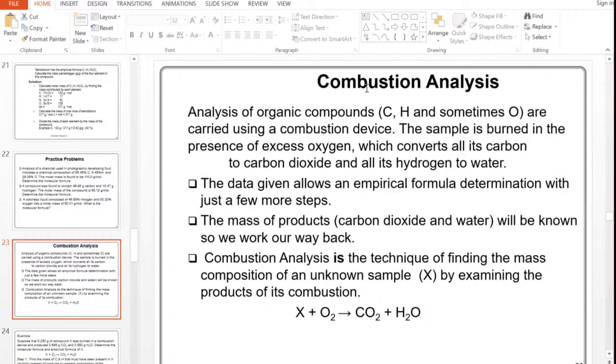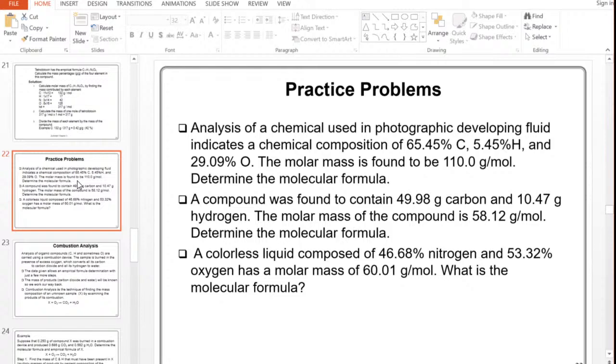Right, so we are now going to look at combustion analysis. Okay, did we have people who attempted these questions?